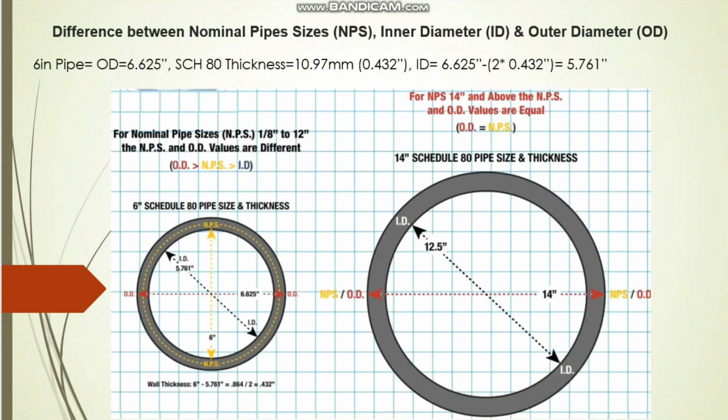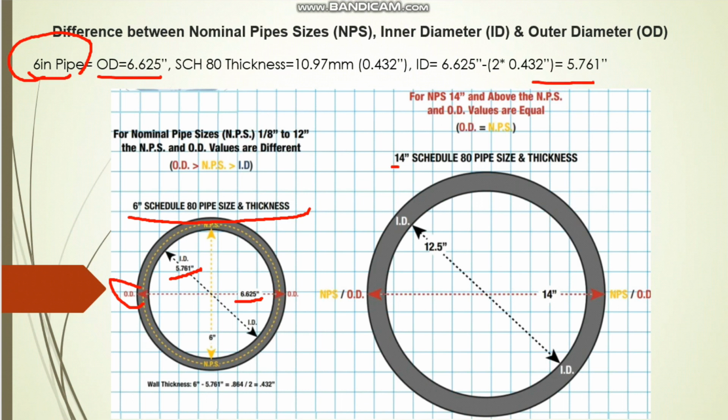In the left image, you can see the 6-inch schedule 80 pipe I have shown here. So here the 6-inch pipe is the nominal pipe size. For the 6-inch pipe, you can see the outer dia is 6.625 inch, and the inner dia is 5.761 inch. The 6-inch is only the nominal dia. Neither the outer dia nor the inner dia matches the 6-inch.